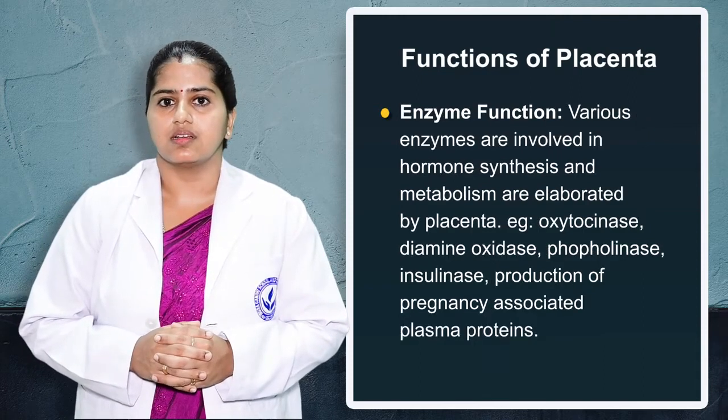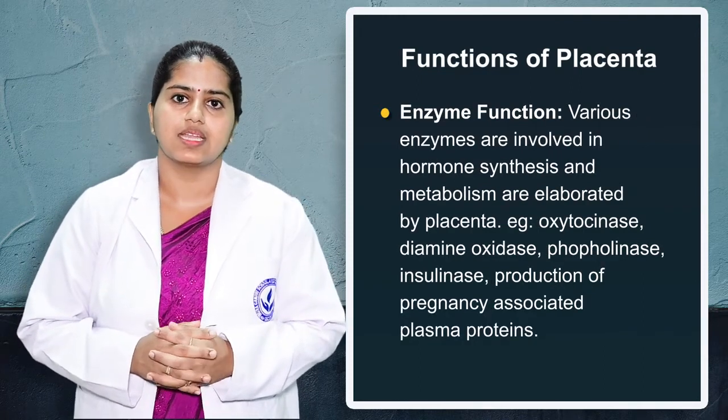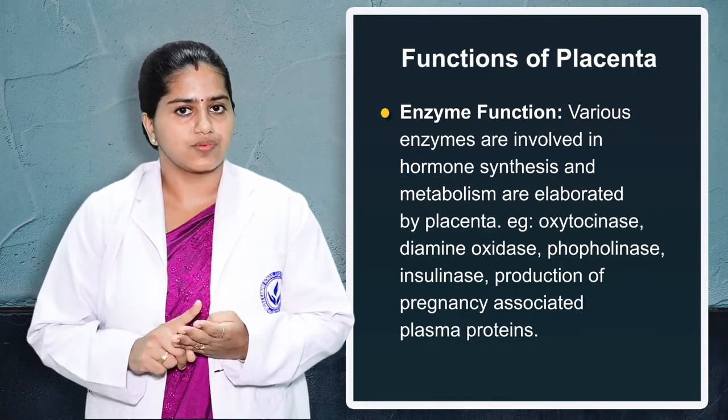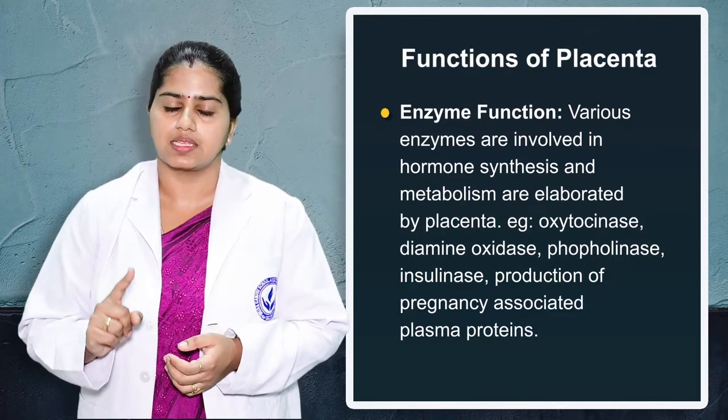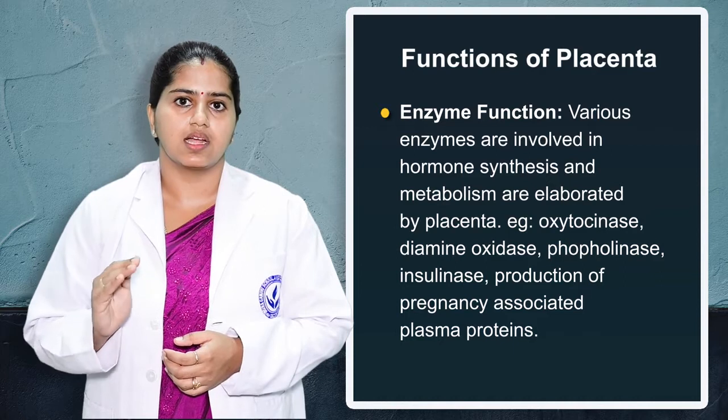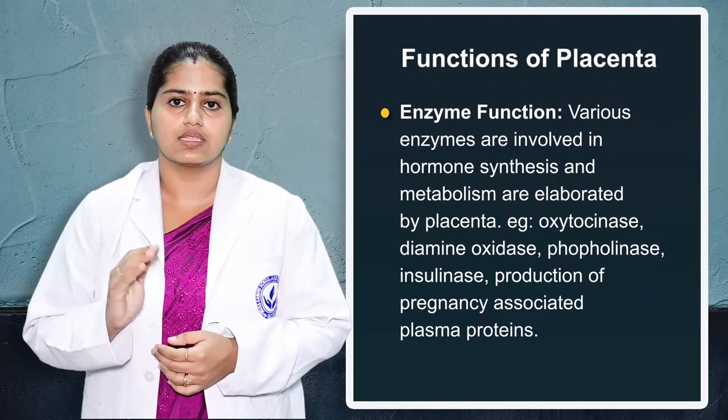Next function is enzyme production. This will produce enzymes such as insulinase, oxytocinase, oxidase, phospholipase and pregnancy associated plasma protein. This is very much essential for the maintenance of pregnancy, and controlling the sugar level and glucose in the body.